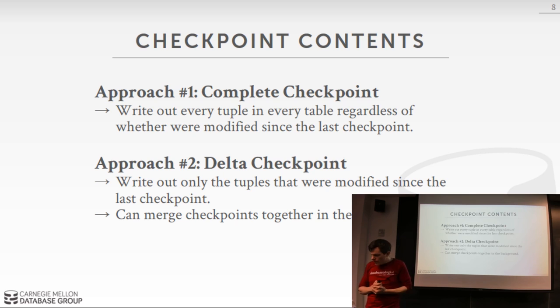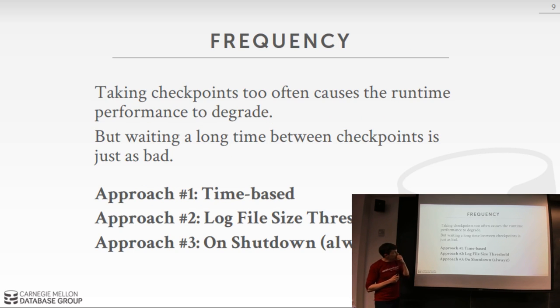Okay. All right, so the last issue we have to deal with is how often we should take checkpoints. This should be sort of obvious. If we take a checkpoint too often, it's going to cause our runtime performance to degrade. In Silo, they were basically taking checkpoints all the time. When the checkpoint ended, they would wait 10 seconds and then fire up another one. But as you saw in the case of TPC-C, there was a 10% overhead while taking a checkpoint.